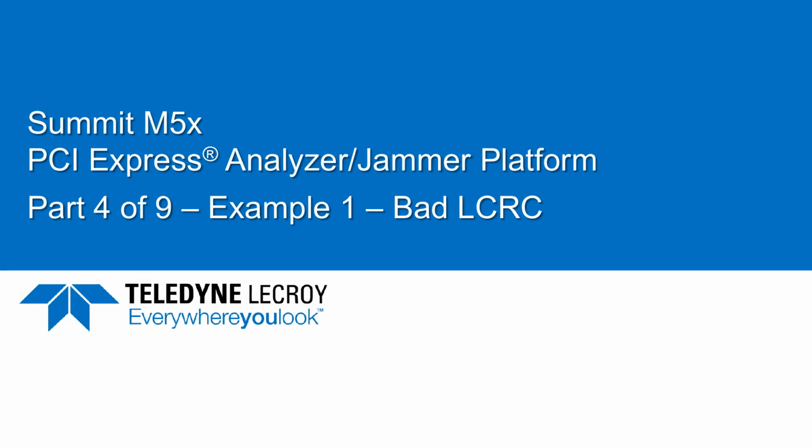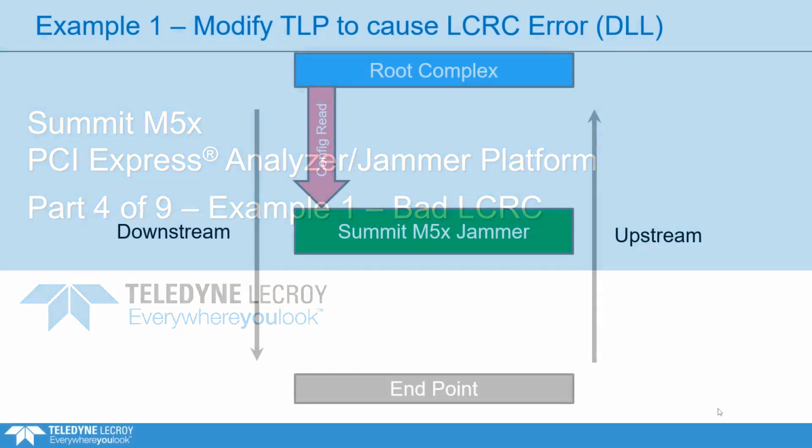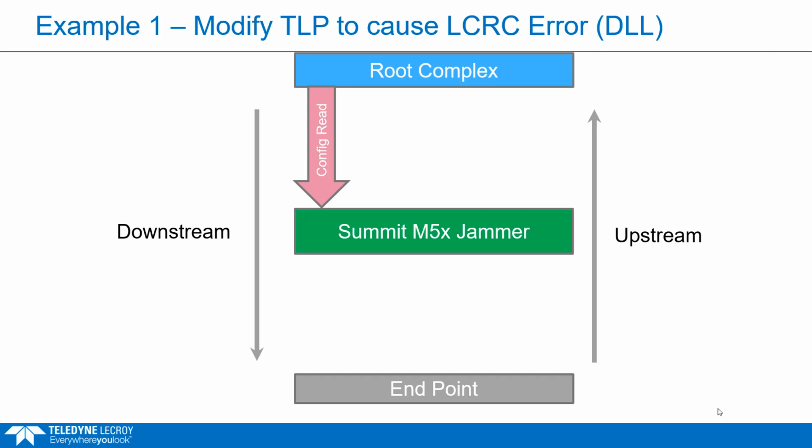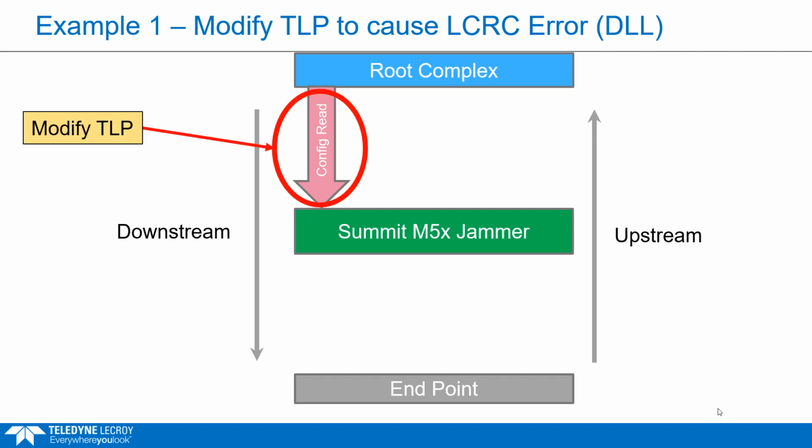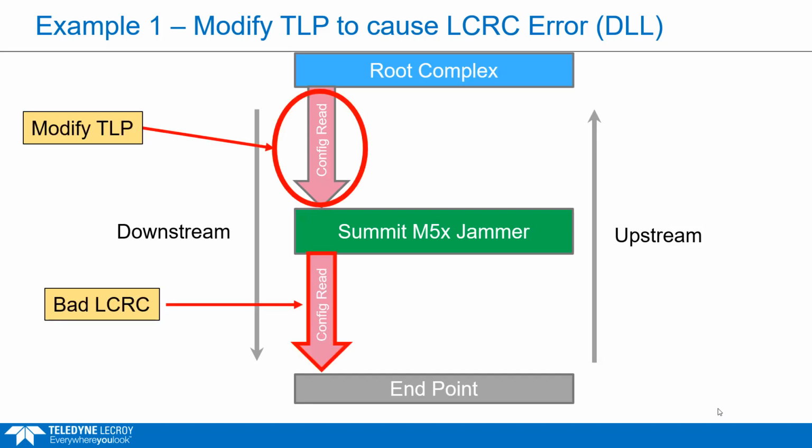So the first example I'm going to show here is how we use the jammer to modify a TLP to cause an LCRC error. The background behind this is we're going to send a configuration read, as we discussed a moment ago. We're going to modify this TLP, which is going to create a bad LCRC on the other side of the jammer. That's going to cause a NAK to happen.